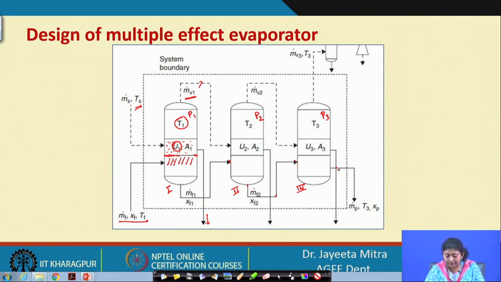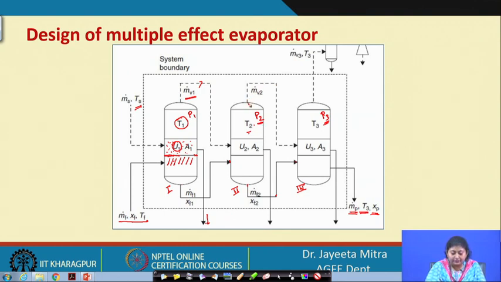From the third we finally get the product, which is very high in the concentration of solid, that is Xp, and it comes out at a temperature T3. T3 is the temperature with respect to the pressure P3 in the chamber, and again T2 is the temperature prevailing in the second effect, corresponding to the pressure P2.